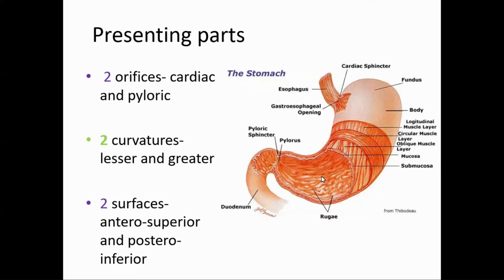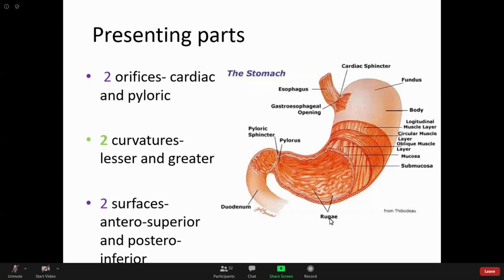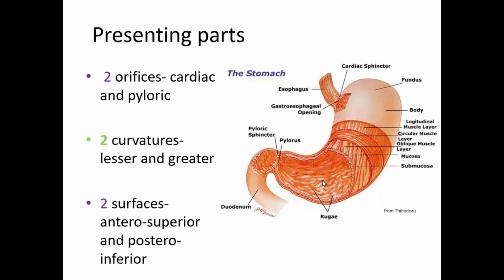In an empty stomach, the lining epithelium or mucosa forms numerous folds. These folds are named the rugae, and these are temporary folds. During distension of the stomach, or in a full stomach, these folds disappear.